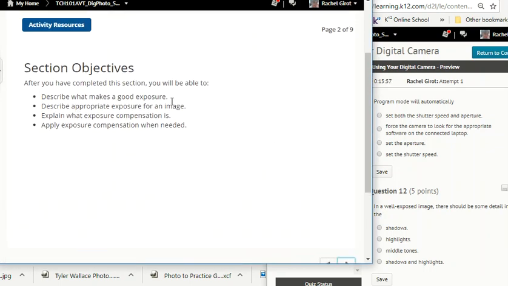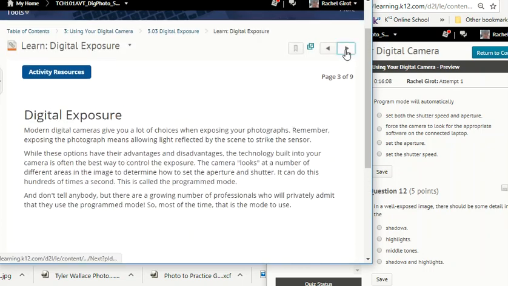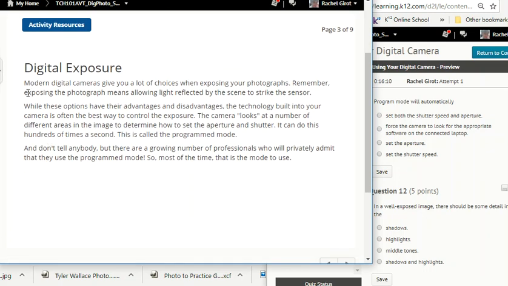Section objectives. Describe what makes a good exposure. Describe appropriate exposure for an image. Explain what exposure compensation is, apply exposure compensation when needed. Digital exposure. And remember what we're looking for?